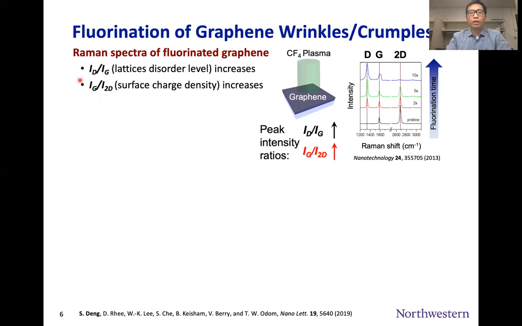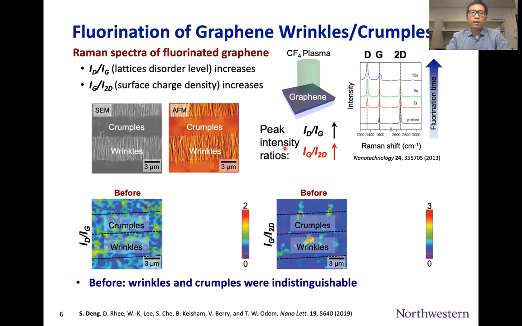The intensity ratio of the D peak to the G peak is used to characterize the disorder level of the lattice. The intensity ratio of the G peak to the 2D peak is very sensitive to the surface charge density. So if we have a higher fluorination level on the graphene surface, our ID/IG ratio and IG/I2D ratio should both increase. Back to our experimental results: before the reactions, even though we introduced crumple and wrinkle features in the single graphene, we didn't see much difference in the Raman mapping of the ID/IG and IG/I2D ratios.